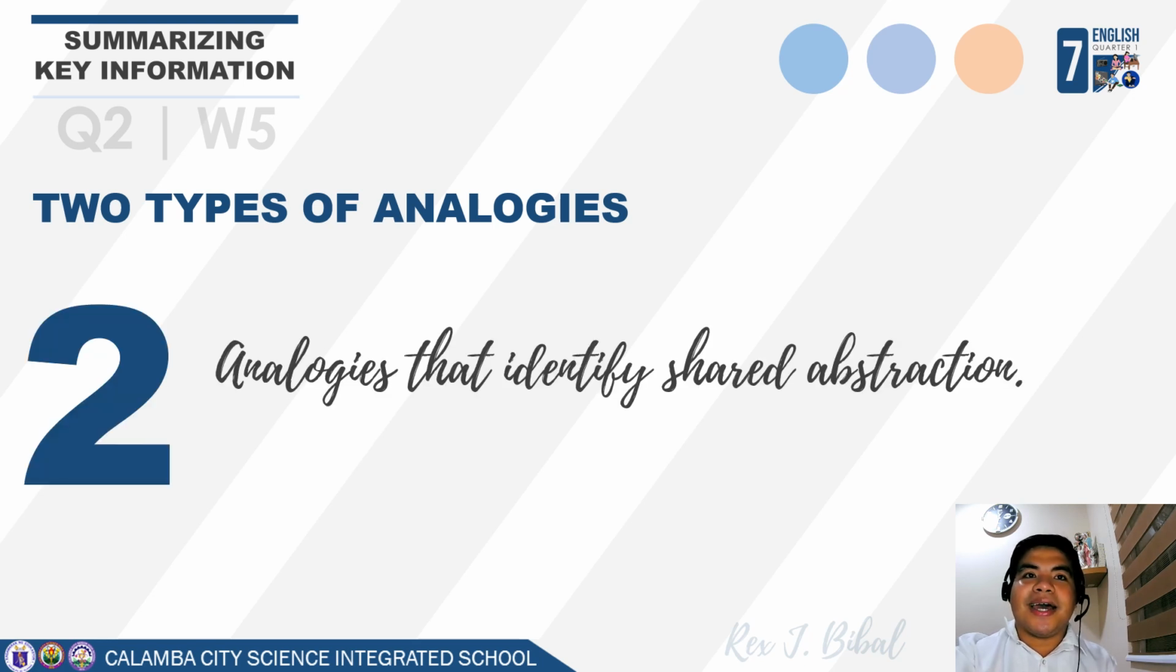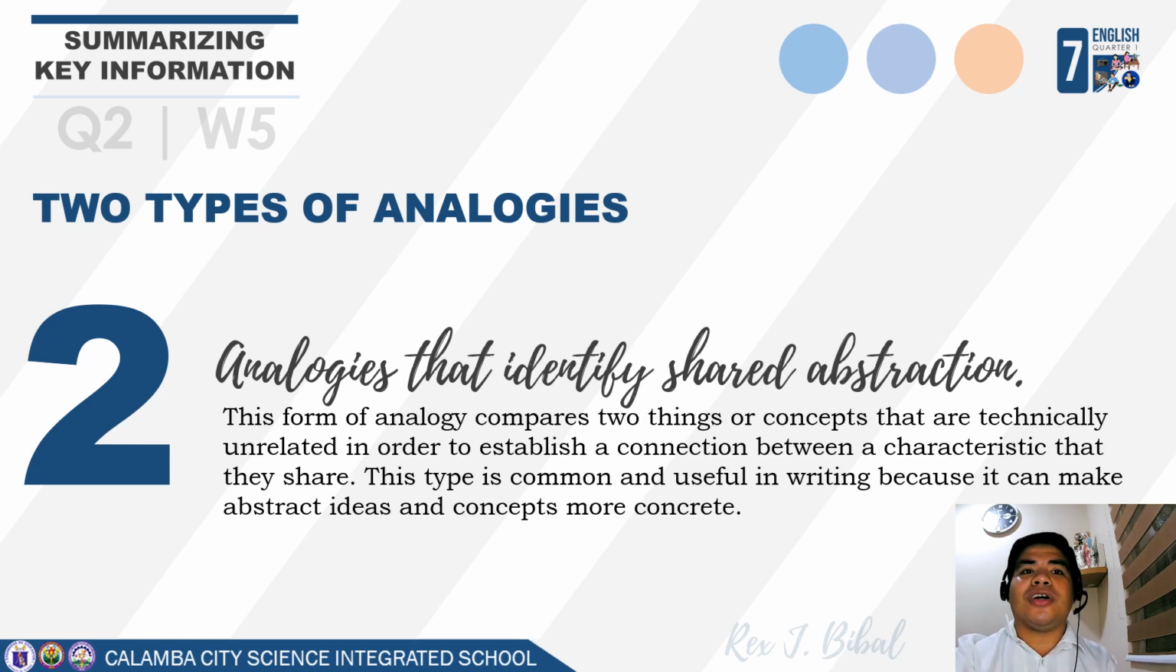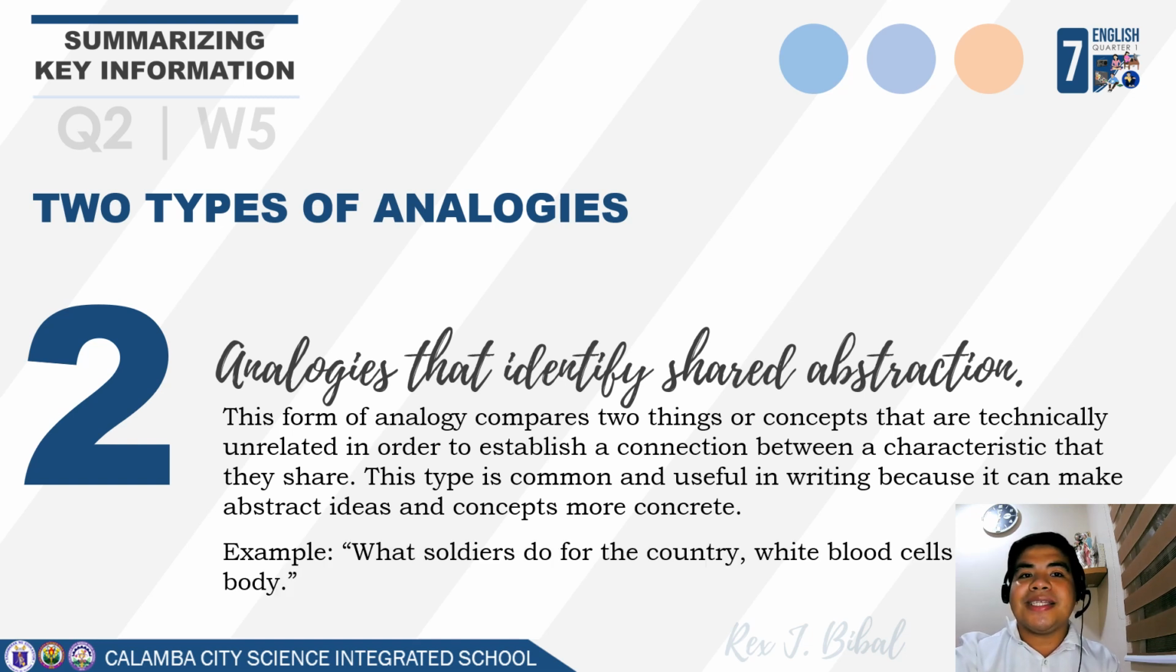Whereas the second type is analogies that identify shared abstraction. What do we mean by identifying shared abstraction? This form of analogy compares two things or concepts that are technically unrelated in order to establish connection between a characteristic that they share. This type is commonly useful in writing because it can make abstract ideas and concepts more concrete. For instance, what soldiers do for the country, white blood cells do for the body.